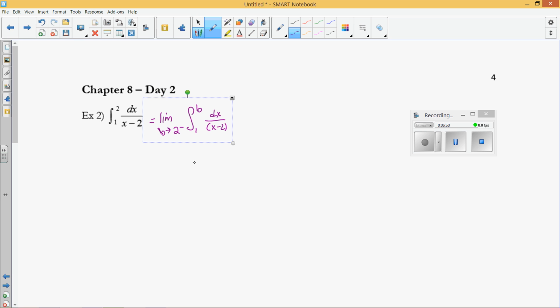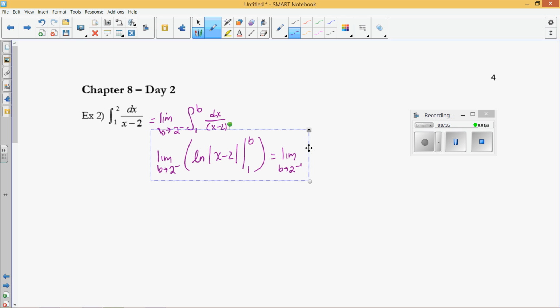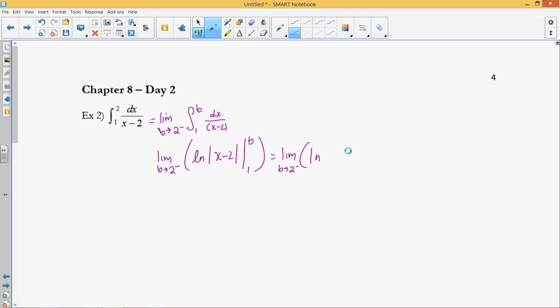All right, I'm going to take the antiderivative, which is going to become ln of the absolute value of x minus 2, from 1 to b. And I'm taking the limit as b approaches 2 from the left of ln of the absolute value of b minus 2, minus ln of the absolute value of 1 minus 2. That's supposed to be absolute value, and it actually matters here.